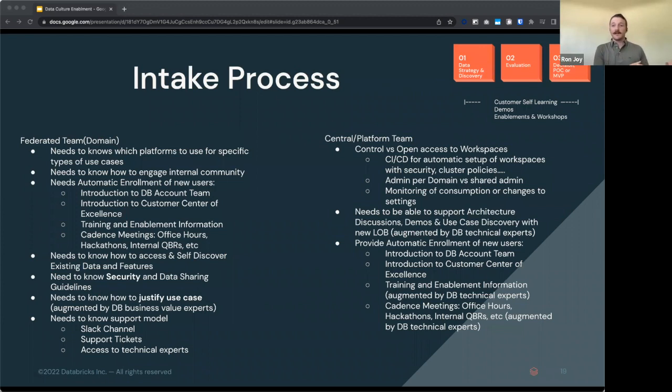If you're a federated team, a domain, you need to make sure that you have a good understanding of what the central and platform teams enable, right? So it's really key to, as an organization, as an individual contributor, as a manager, to have a good understanding of what are the capabilities of your domains, of your central hubs, of all of these different areas. And then also incorporate, of course, your wonderful partners.